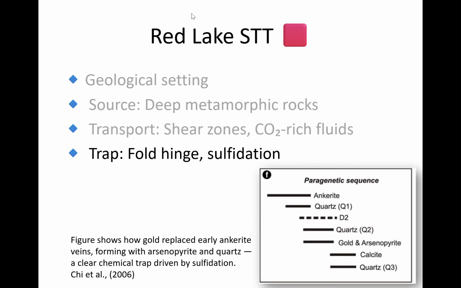Textures like colloform bands indicate episodic pressure fluctuations. Chemically, gold is associated with arsenopyrite and silicification that overprinted earlier iron carbonate veins. The fluids likely reacted with iron from the earlier carbonate ankerite veins, causing arsenopyrite to form and precipitating gold with sulfide. This replacement style, carbonate to quartz plus arsenopyrite and gold, is evidence of sulfidation trapping.